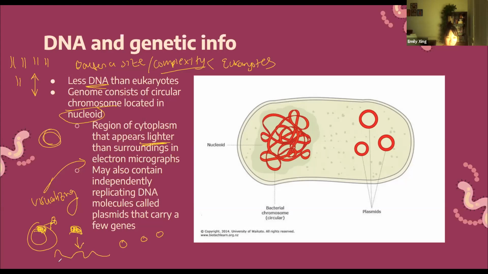Sorry, I'm just revamping my DNA model, but yeah, that doesn't look right. Anyway, in an electron micrograph, this part would appear lighter. Again, the bacterial chromosome is circular, it's connected, it's not just linear. And then plasmids are different from the nucleoid region.